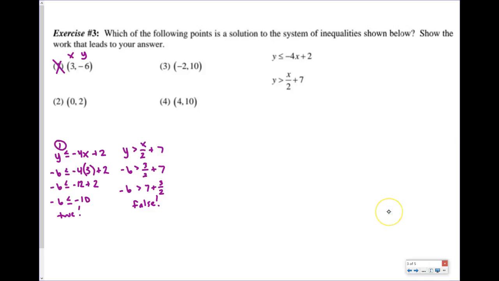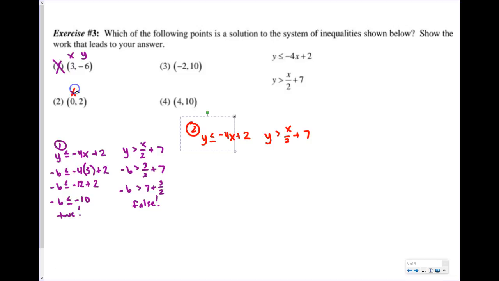Okay, let's try answer choice number 2. I'm going to rewrite the equations again. y is less than -4x plus 2, and y is greater than x over 2 plus 7. If you already did all this work and want to fast forward the video, it's fine with me. I'm just going to show it out for students that want to see all of the work. I have no problem with you fast forwarding through the work if you know what to do.